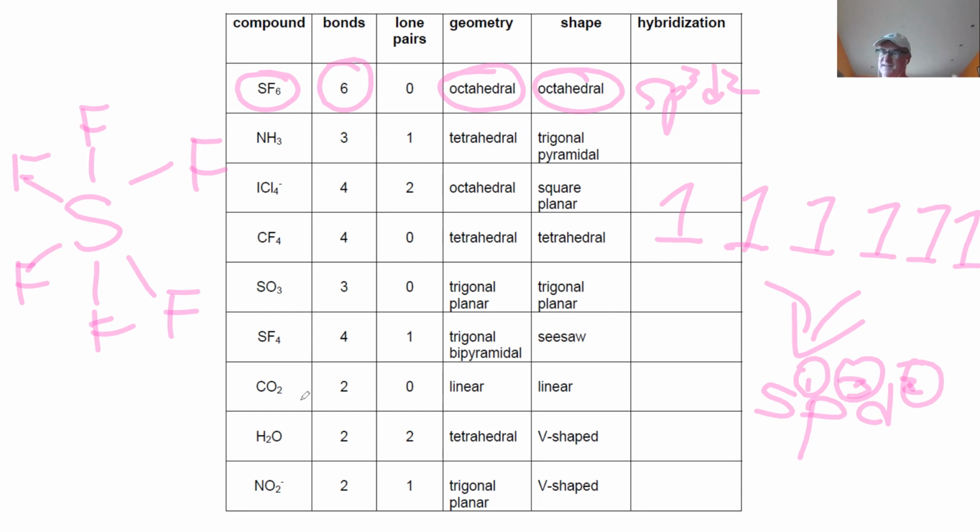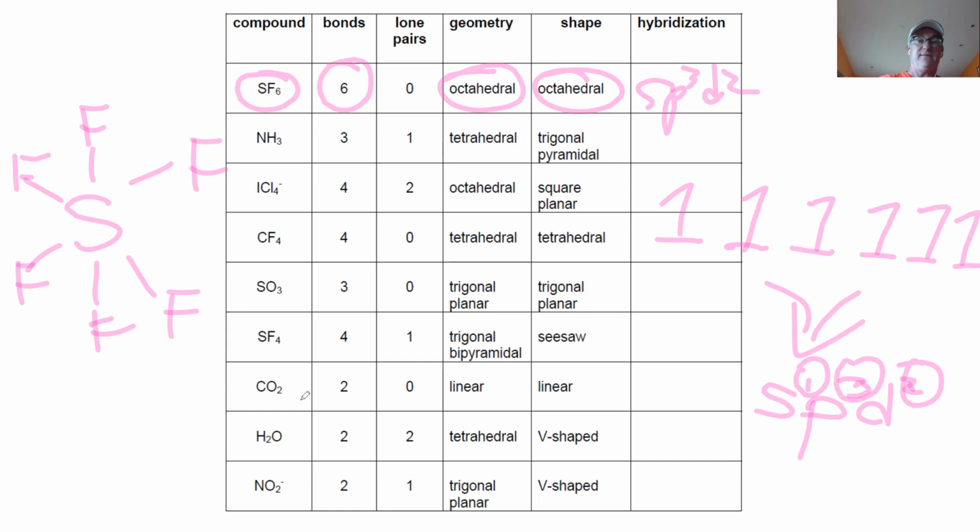It's not as scary as you know. I mean, I make it out to be a little scary when you're actually writing the orbitals out. It gets a little weird. But the thing to remember is how many regions of electron density. That is the number of orbitals you're going to need. That's what it really boils down to.